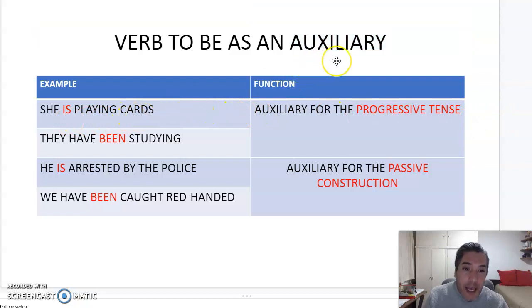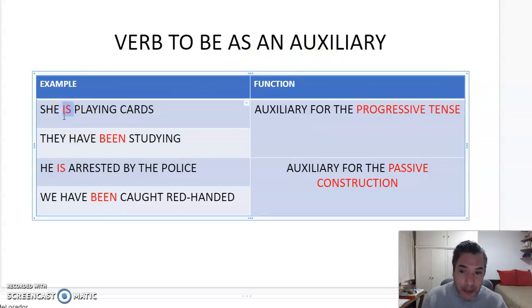And why act as an auxiliary? Because they don't mean anything, okay? They don't carry meaning. They are just there to be an auxiliary, okay? Why do I say so? For example, sometimes the verb to be, this is, can be an auxiliary for the progressive tense.